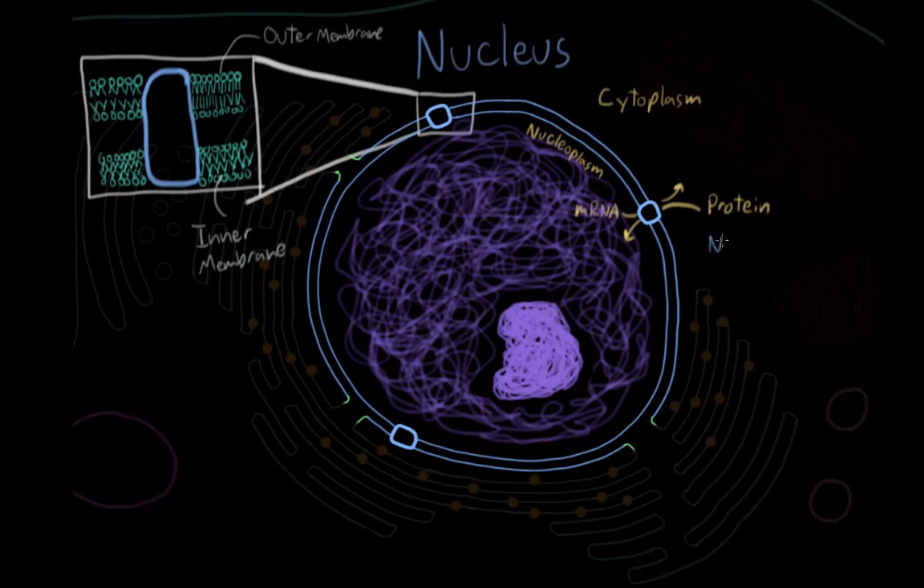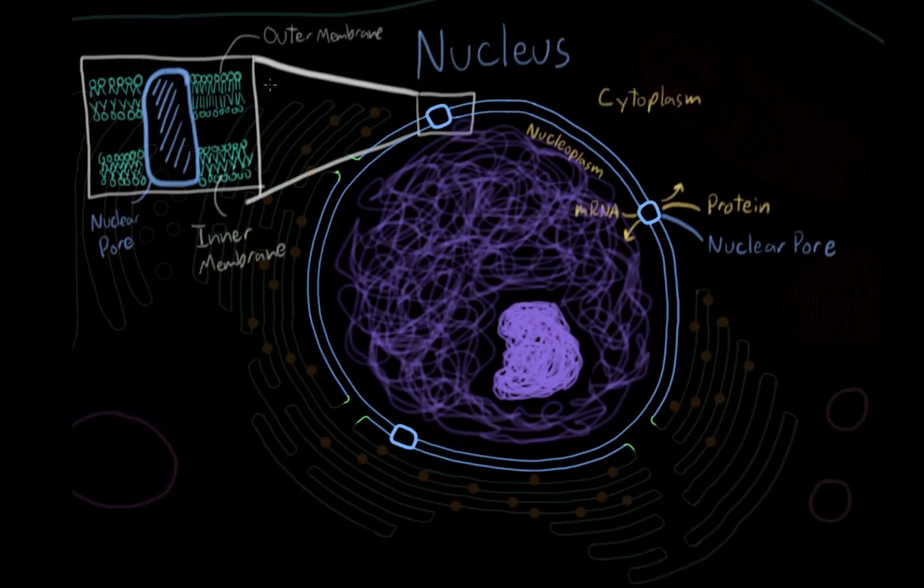So this transport of things like mRNA out of the nucleus and protein into the nucleus happens at a special complex called a nuclear pore. And so there's a nuclear pore over here in my blown up diagram of the outer and inner membranes. What's interesting about the nuclear pore is that it spans both membranes, the outer membrane and the inner membrane, so that compounds in the cytoplasm can be transported into the nucleus and compounds in the nucleus can be transported out.